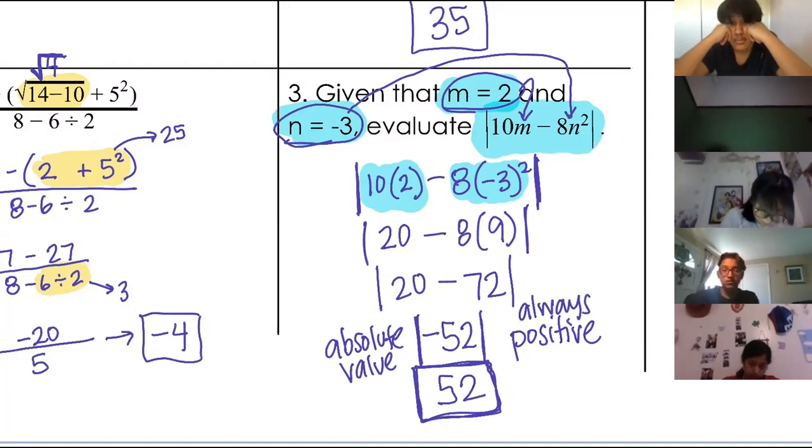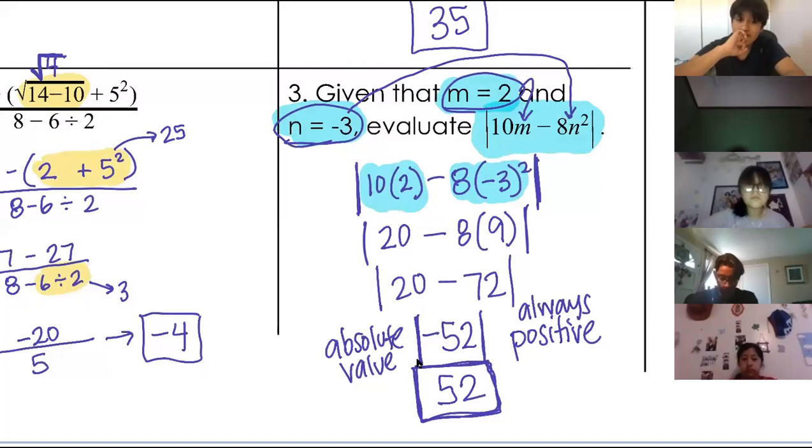Always going to be positive. Okay, team. I'm going to send out a new poll. My second poll is going to ask you, how are you feeling about PEMDAS and substitution? How are you feeling about these two things?